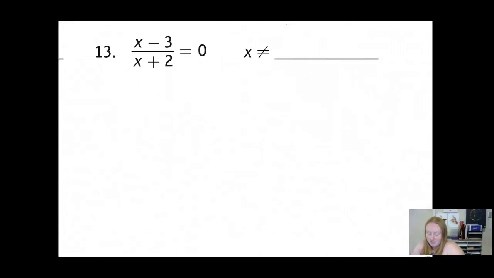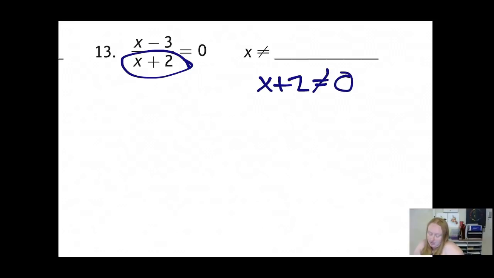So here's our last one like that. We've got the bottom is x plus 2. So we know the bottom, x plus 2, cannot equal 0. So then I subtract 2 from both sides. I get x cannot equal negative 2. So I'm going to put that negative 2 right there. I'm going to remember to check back with it.